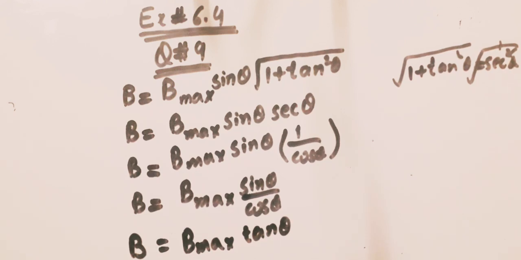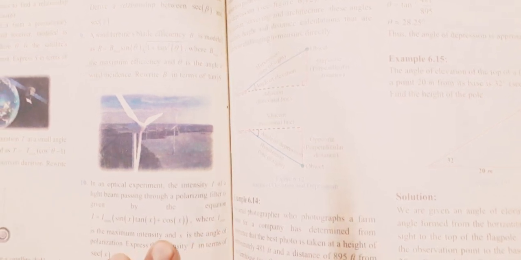Now we will solve question number 10. In question number 10, you have an optical experiment. The intensity I of a light beam passing through a polarizing filter is given by the equation I is equal to I maximum sin x tan x plus cos x, where I maximum is the maximum intensity and x is the angle of polarization. Express the intensity in terms of secant x. You have to convert the given equation in terms of secant x.